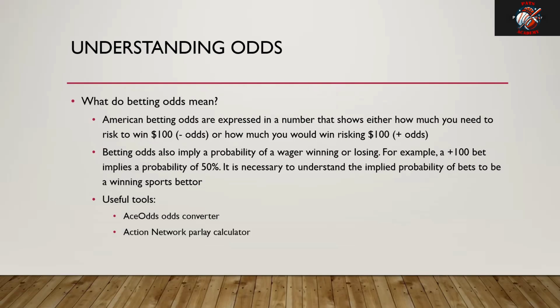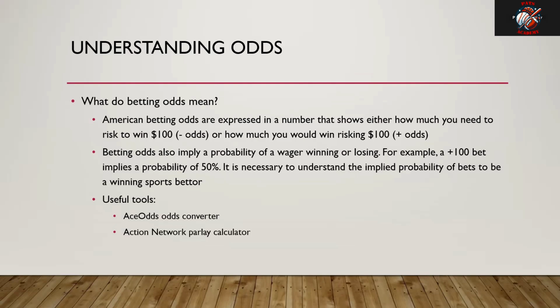So for example, if you bet on something at plus 150 odds, that would mean you would win $150 for every $100 that you risked. Betting odds also imply a probability of a wager winning or losing. For example, a plus 100 bet implies a probability of 50%. It is necessary to understand the implied probability of bets to be a winning sports bettor.